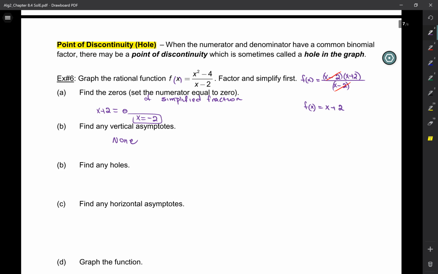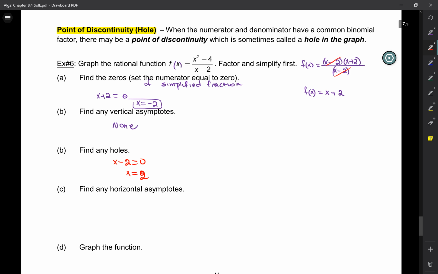Okay, any holes? Was there anything in the denominator that did cancel? Yeah, the x minus 2. So I say x minus 2 is equal to 0. X equals 2. Okay, find any horizontal asymptotes. What's the degree in the top? The bottom? If the degree in the top is higher, then there are none. Even the simplified one is over 1, right? So again, this has a degree of 1 over a degree of 0, so nothing.